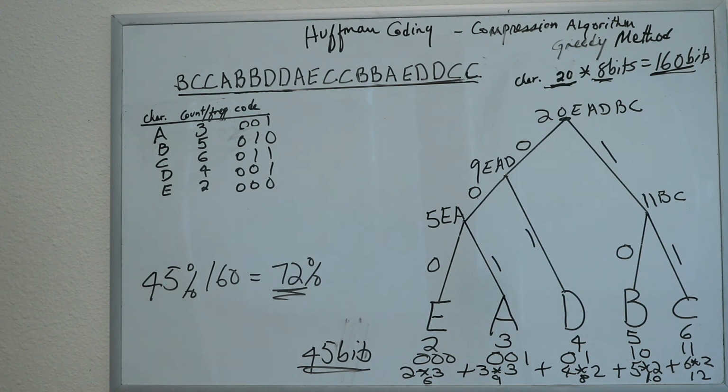And this is the good thing about the Huffman tree. It's a compression algorithm. It's very compact, very elegant, and that's it. So thank you.